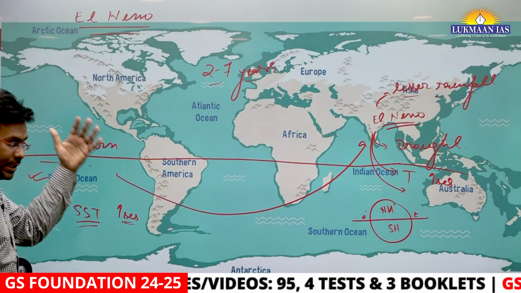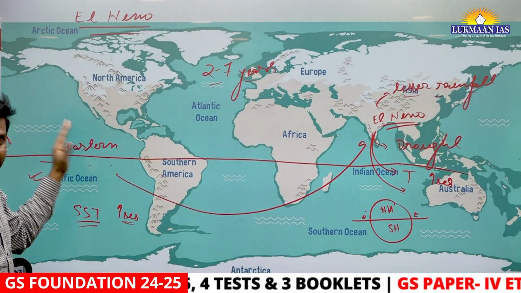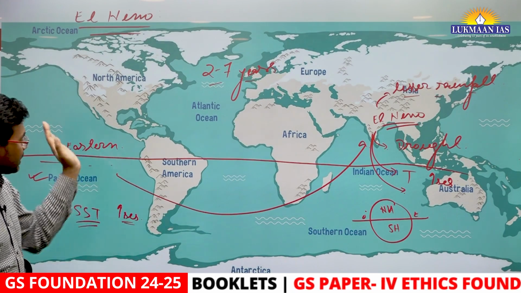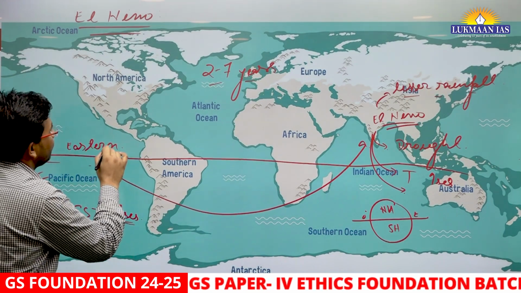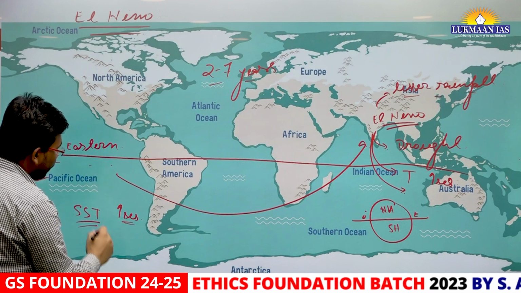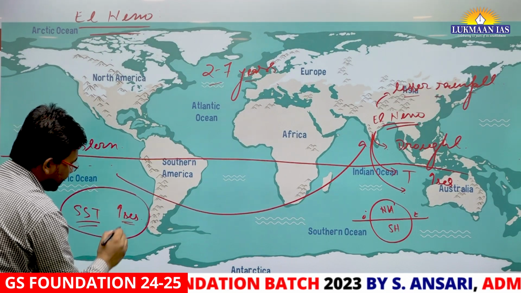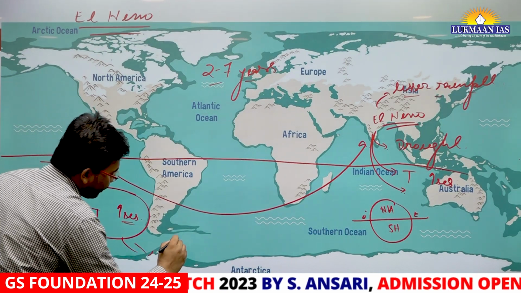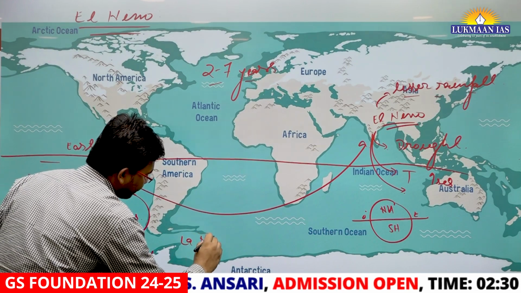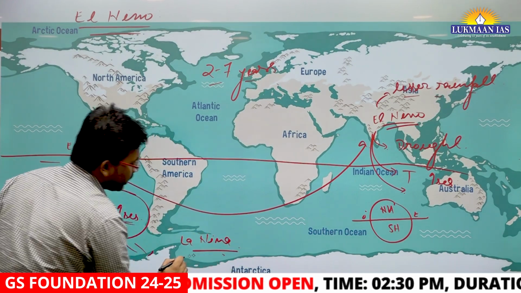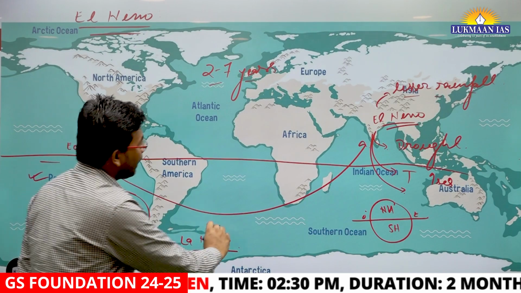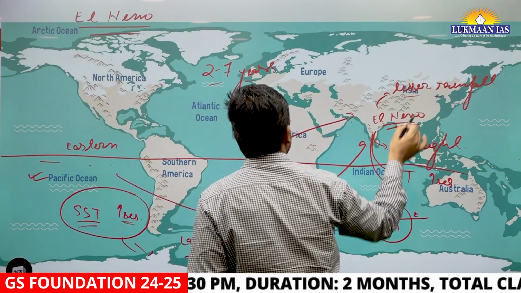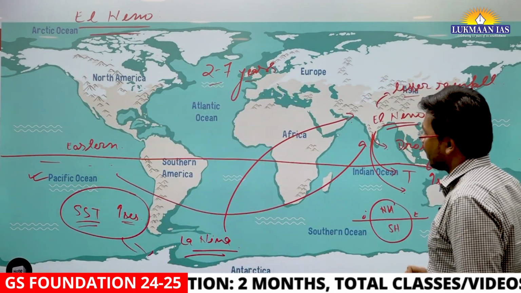Sometimes the temperature in the eastern equatorial Pacific Ocean increases. Sometimes the temperature goes down. So when the temperature goes down over here, when the reverse of this particular thing happens, that phenomenon is known as La Nina. And the effect of La Nina is entirely different, right? It is opposite that of El Nino.